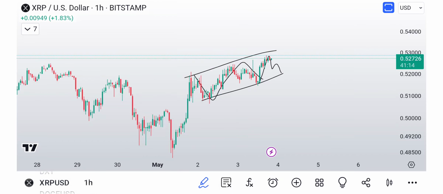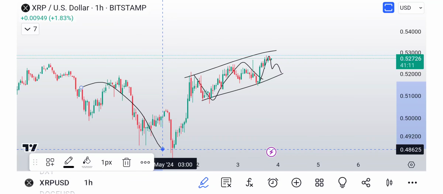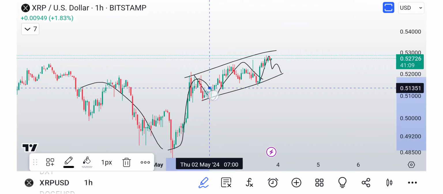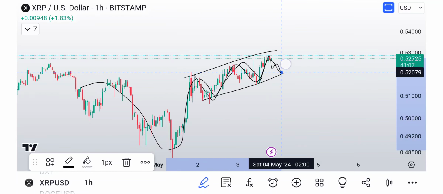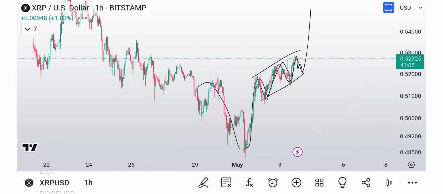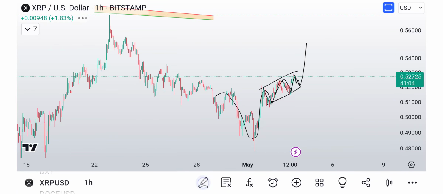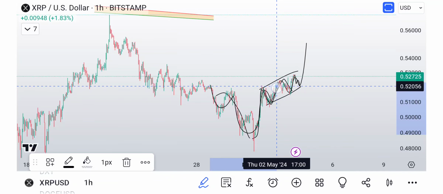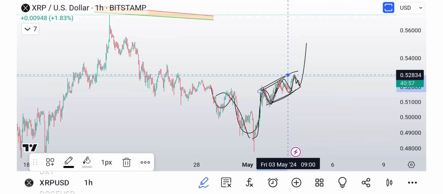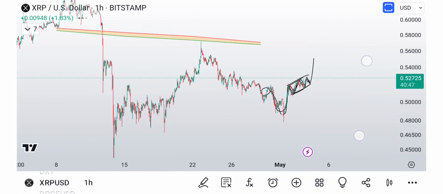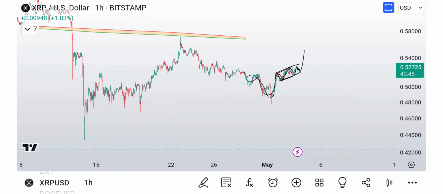So we came down and we came back up, and now we're starting to build a channel. Maybe this is a lead in for a bigger move. Could be, right? And it does have that shoulder, the head, and another shoulder with this sort of reverse bull flag, I guess you can say. I don't know the technical term of it, but yeah, it's definitely possible.